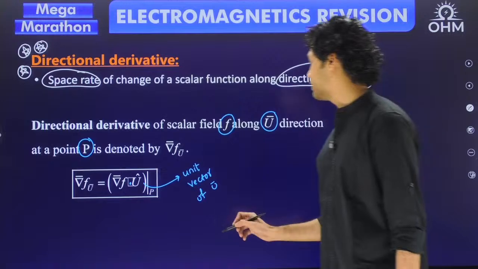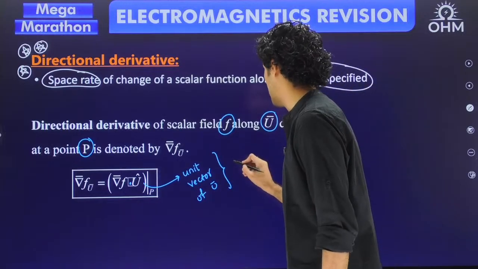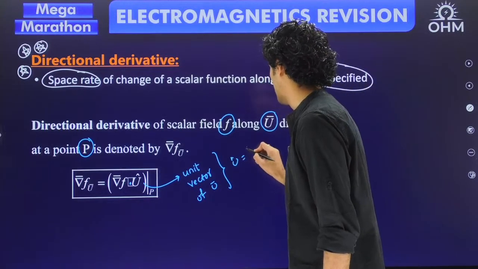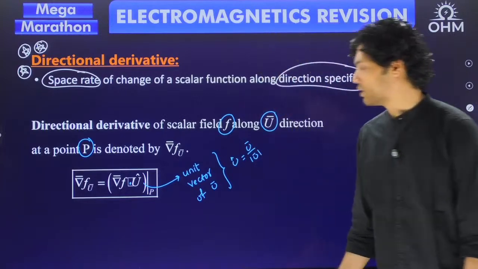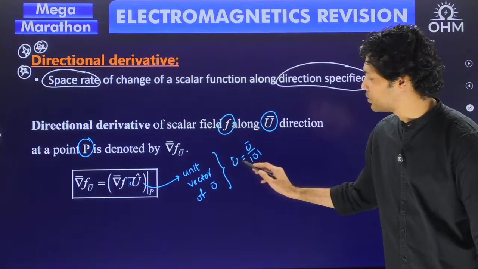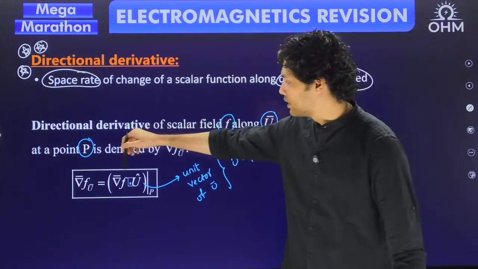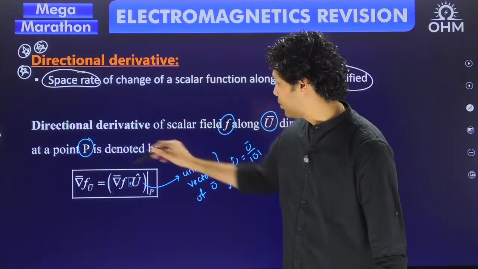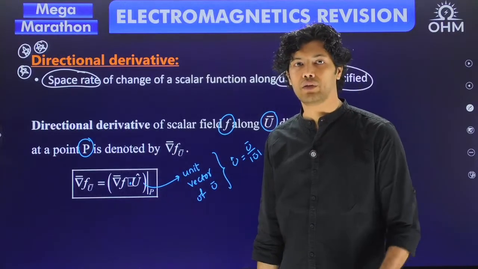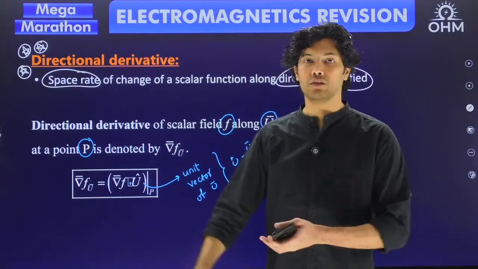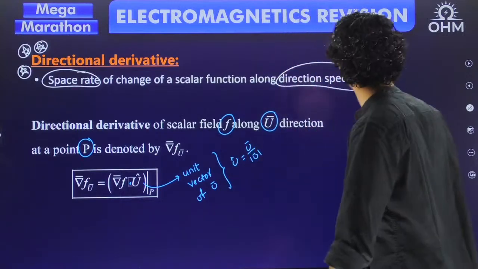And how do you calculate that u cap? Obviously, u cap can be calculated as u cap is equal to u bar divided by the modulus of u bar. So here first you have to calculate u cap. Second, you have to calculate the gradient of the function at the point of interest, and then take the dot product to get the directional derivative of the given function at the given point along the specified direction. Okay, let us look at the questions here.